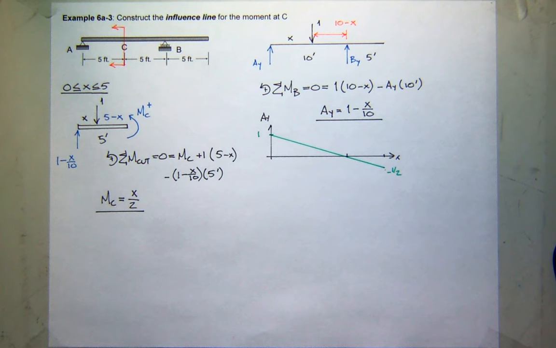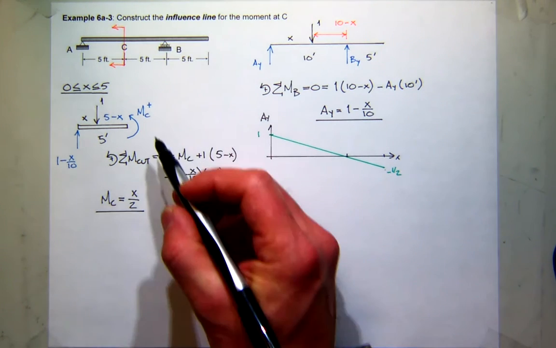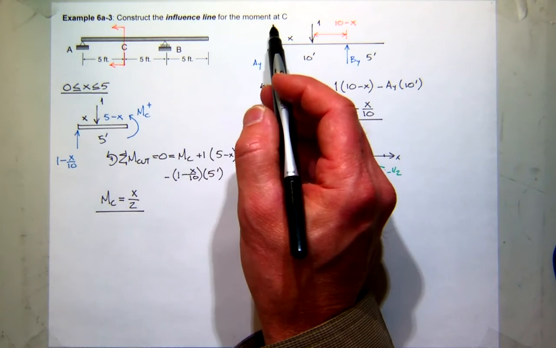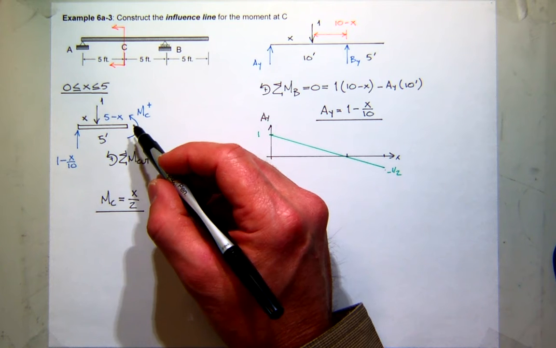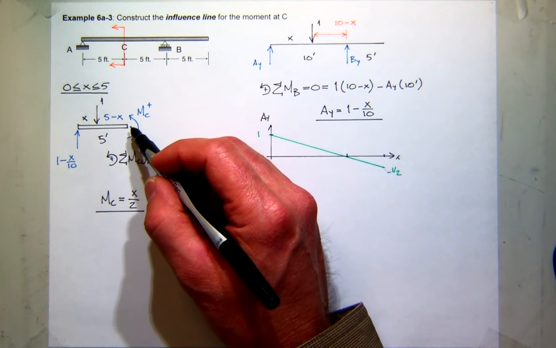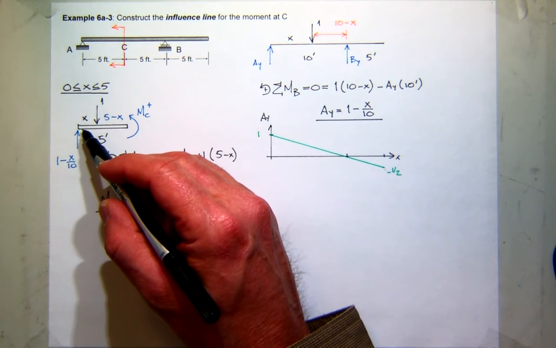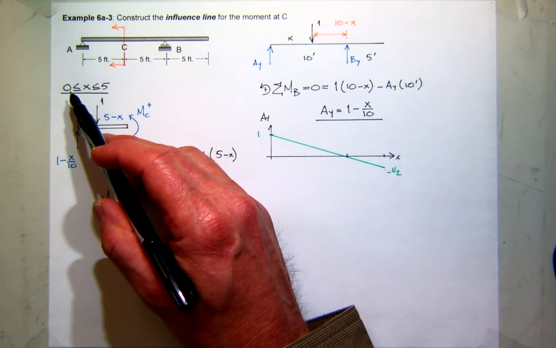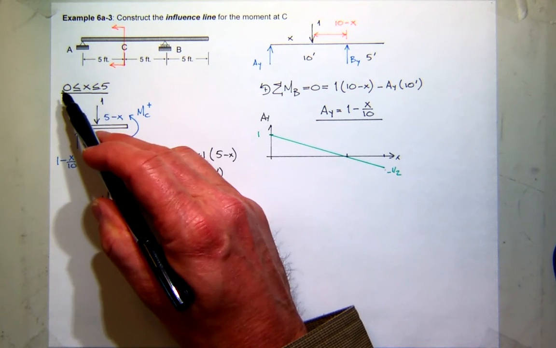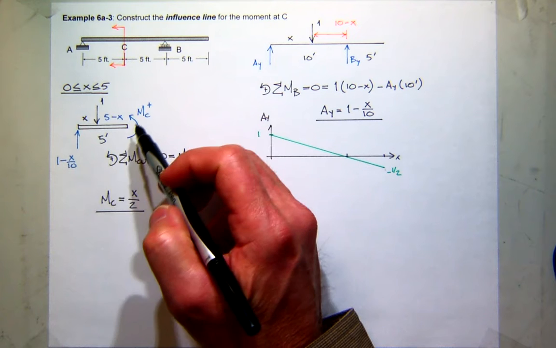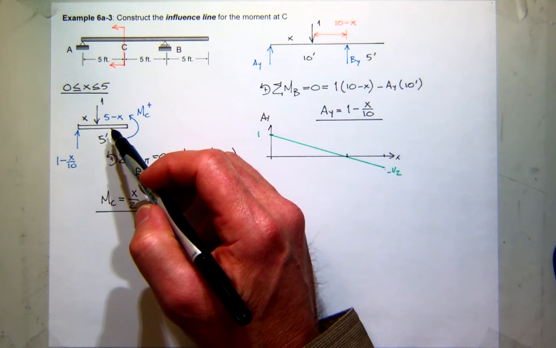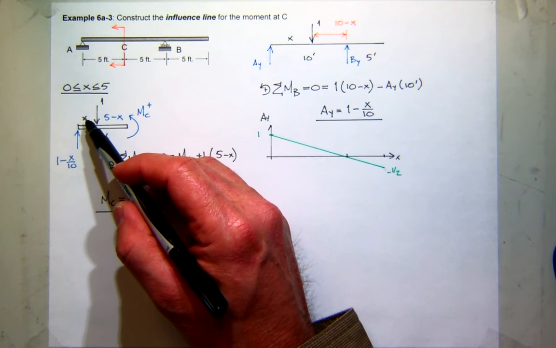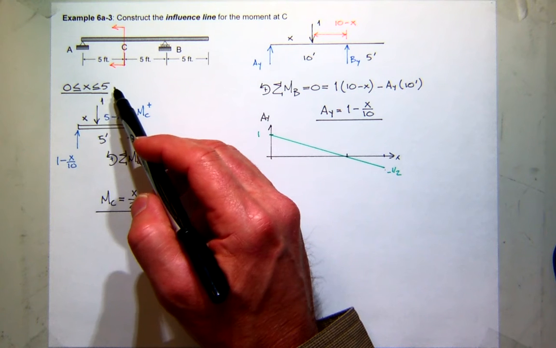So, you went from 0 to x to 5. We cut it at C because that's what the problem wanted, right? We want the moment at C. So I cut it at C, and we decided to use the left free body. So when the unit load is anywhere between 0 and 5, this is the situation. The load would be somewhere. It's any position you want, x, but it has to be between 0 and 5.